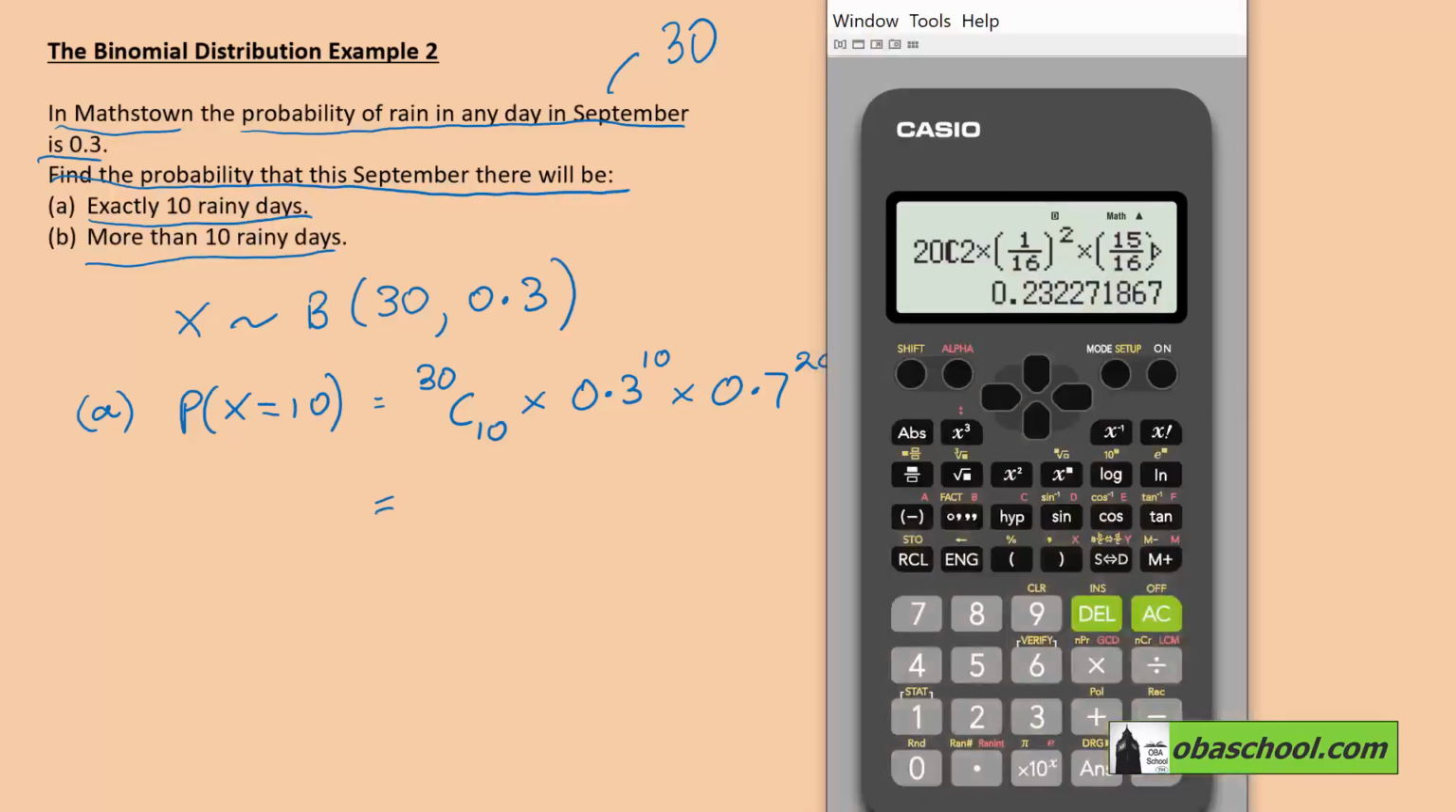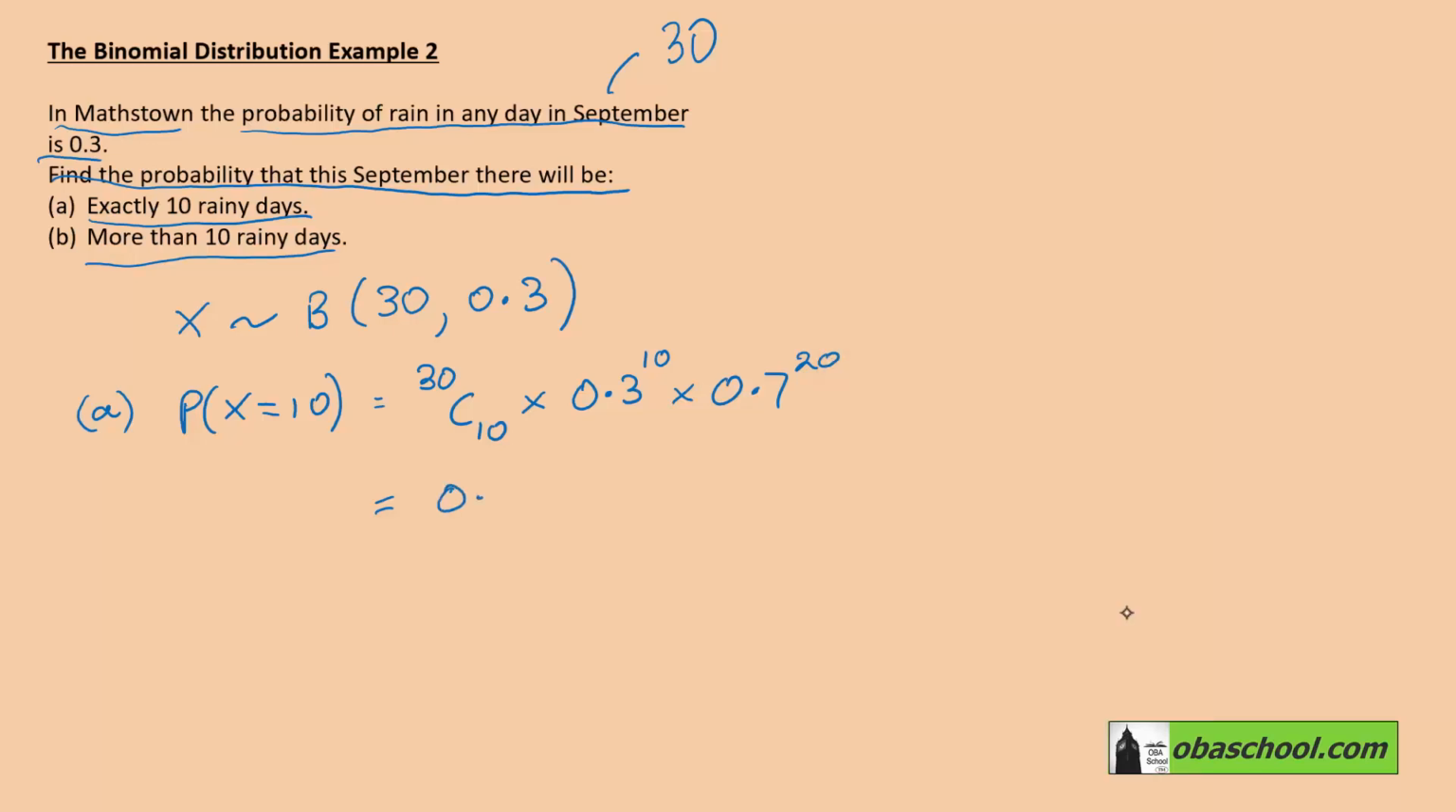We can calculate that on whichever calculator we have. So we've got 30 choose 10 times 0.3 to the power 10 times 0.7 to the power 20, and that's 0.1416 if we work to 4 decimal places.